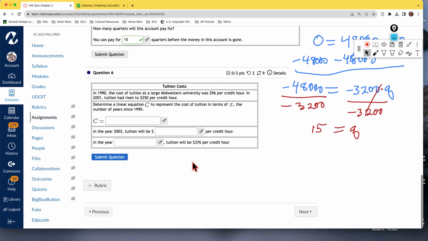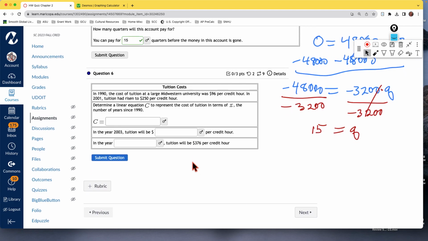Okay. So we have one last question, which is basically coming back to a similar thing as tuition costs. In 1990, the cost of tuition at a large Midwestern university was $96 per credit hour. In 2001, tuition had risen to, wow, $250. That's a pretty big jump, right? Determine a linear equation C to represent the cost of tuition in terms of x, the number of years since 1990. So that's part of the reason I did this.